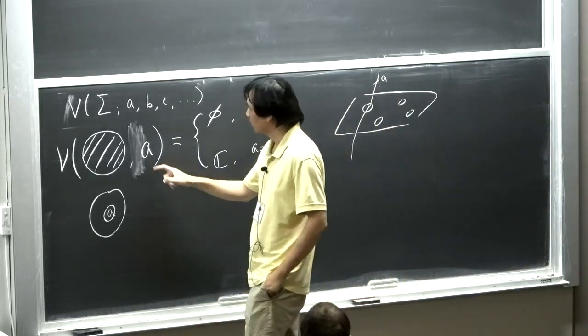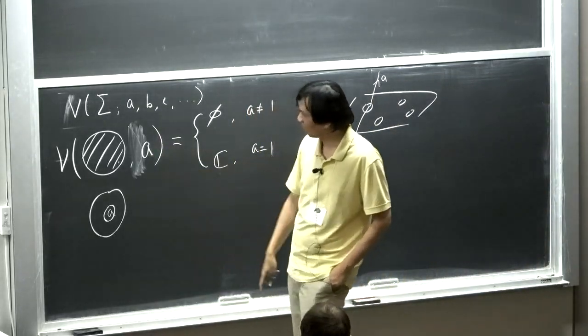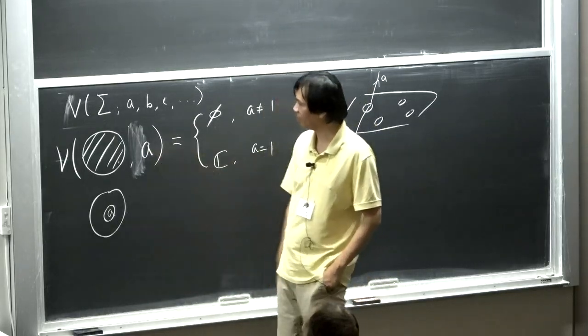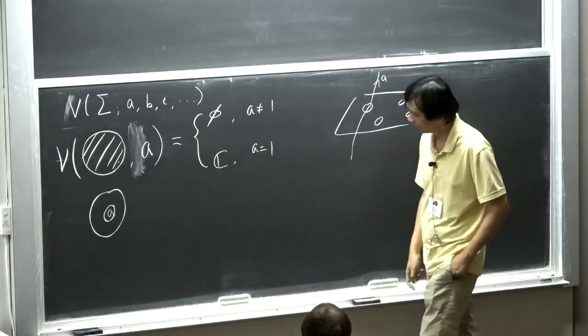Right, so it's useful to bring that intuition in that these labels are basically labels of the Wilson lines or the line defects of the theory.